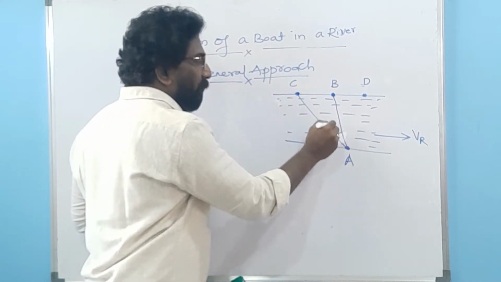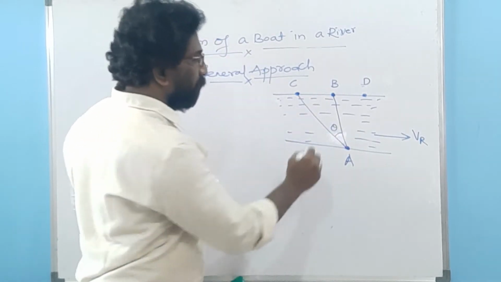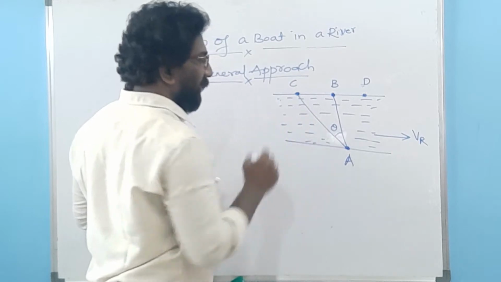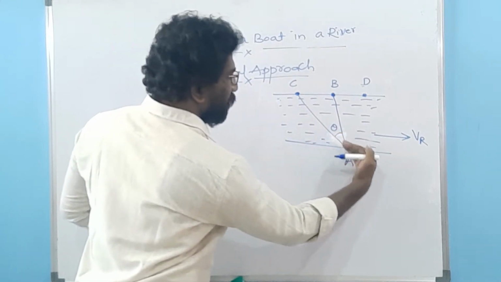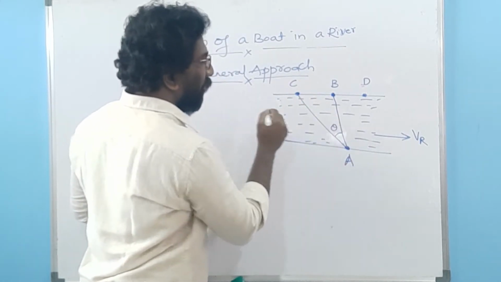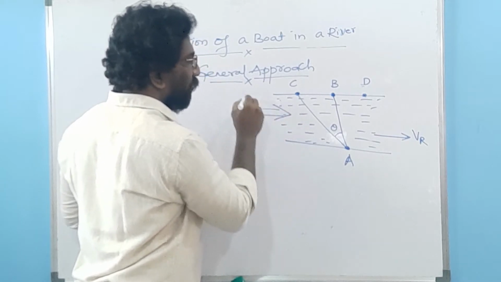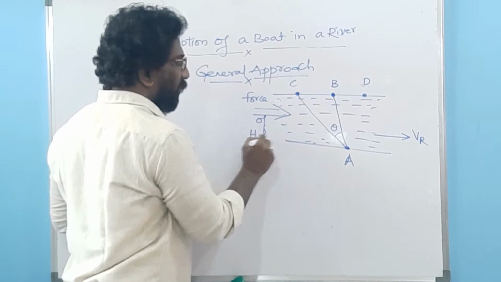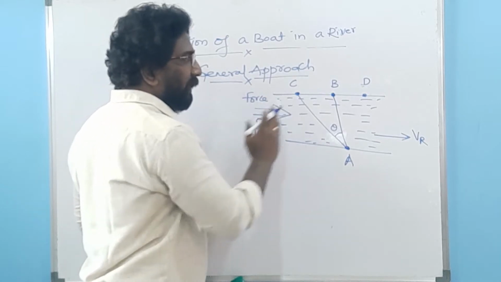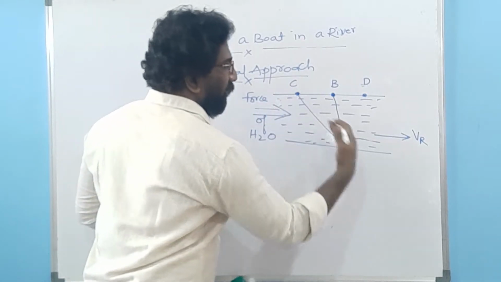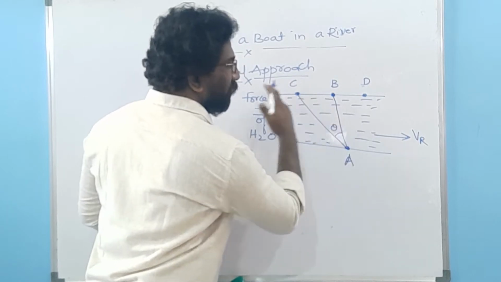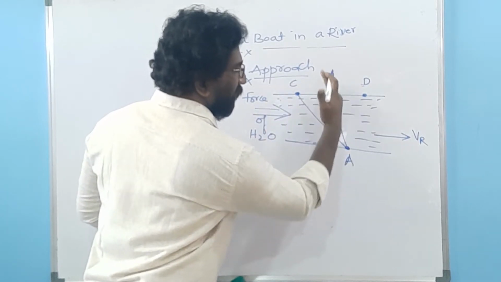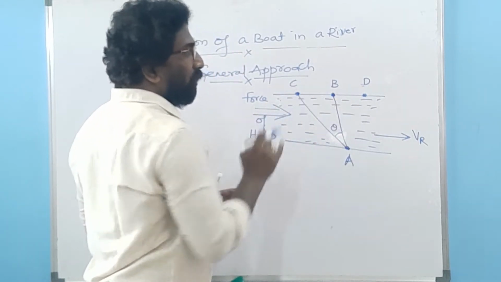The angle between these two, let it be equal to theta. If my boat is traveling at this angle, then due to the force of water, which we call the water current, the boat will not reach in this direction. Even though it is traveling in this direction, because of the force of water, it might come perpendicular to this one.